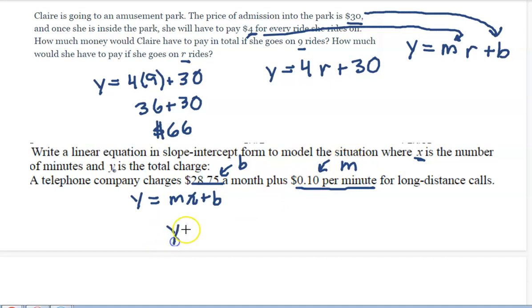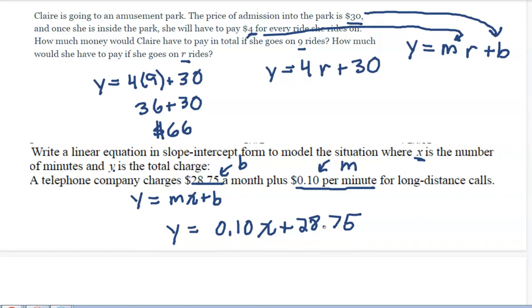So y equals, make sure you put this in as 0.10x. Don't put this down as 10x, because that would be incorrect. Plus 28.75. There it is. That's your equation right there that models the situation.